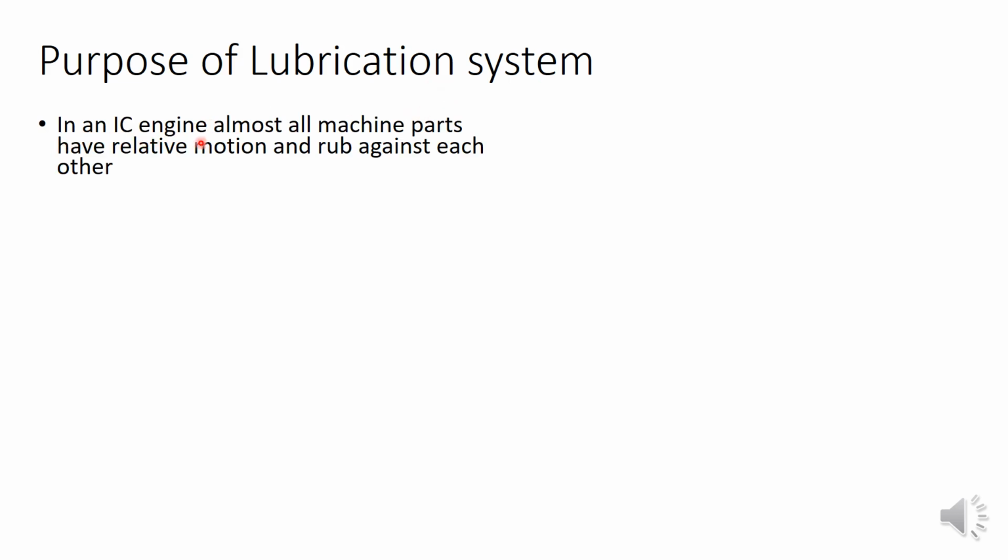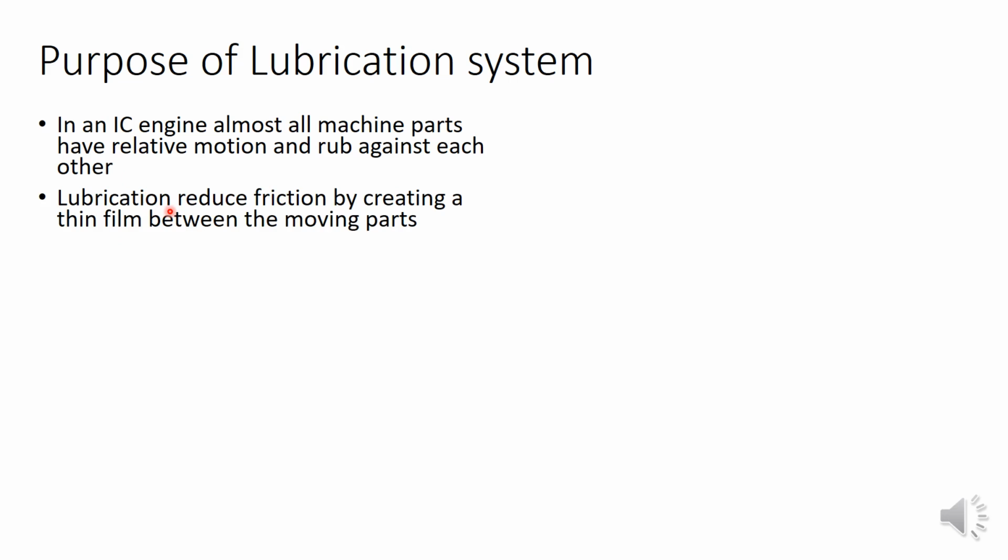We know that in IC engine all the parts will have some sort of relative motion and will rub against each other. For example, our piston is reciprocating inside the cylinder, crankshaft is rotating, connecting rod is also moving, valves are moving. So a number of high speed moving parts are there. And whenever there is a relative motion, friction will come into play. So lubrication reduces the friction by creating a thin film between the moving parts. This is the main purpose of lubrication.